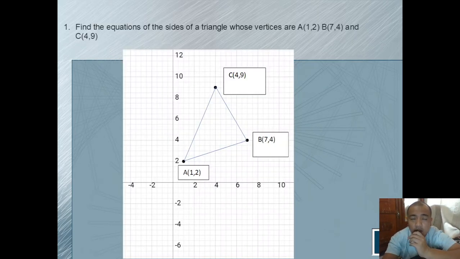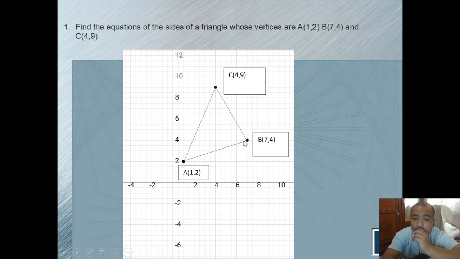Alright. Next, number 2. Let us learn how to find the equation of the sides of the triangle whose vertices are (1, 2) for point A, (7, 4) for point B, and (4, 9) for point C. So by plotting the points in the Cartesian plane, they are all in quadrant 1, and then connecting the points, we have formed a triangle ABC. Right? So the question here is, what is the equation of the three sides of this triangle?